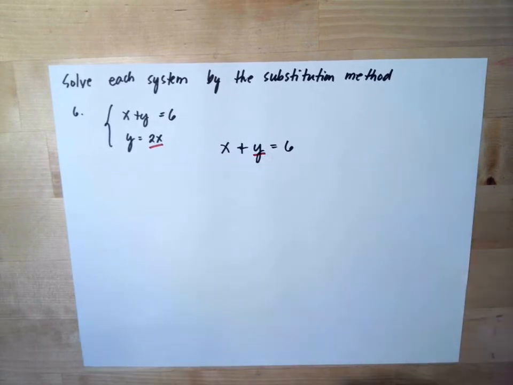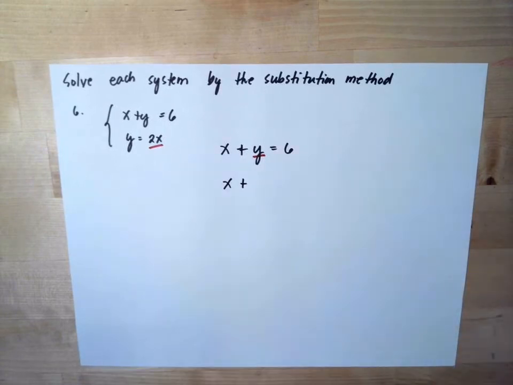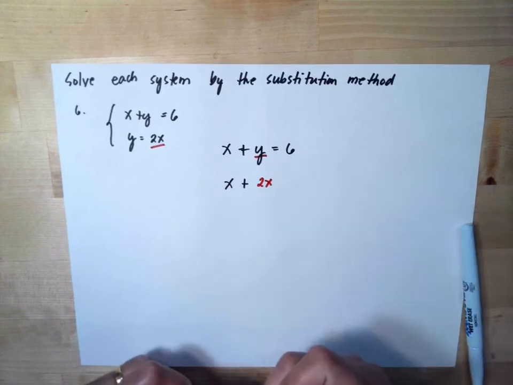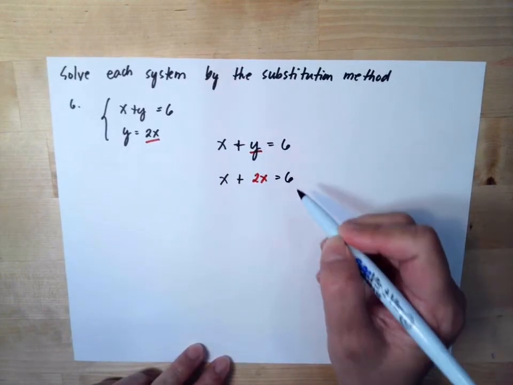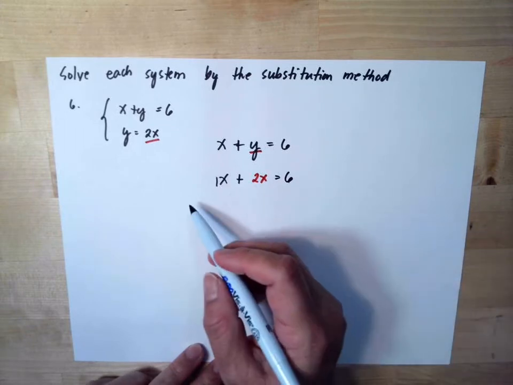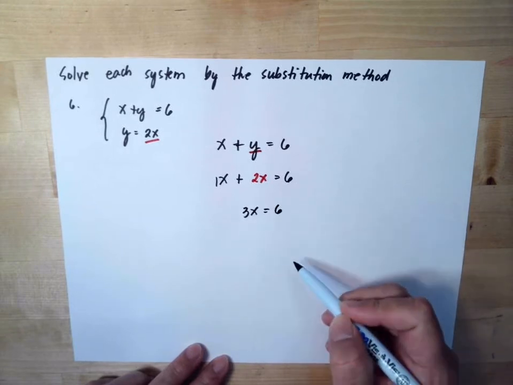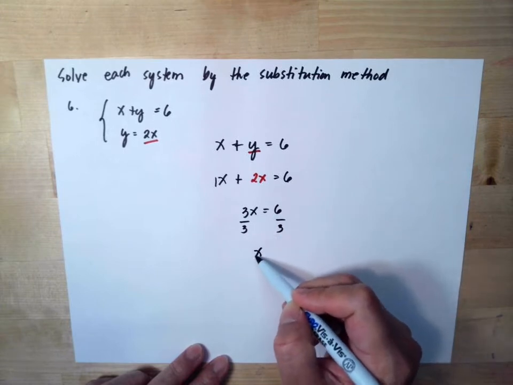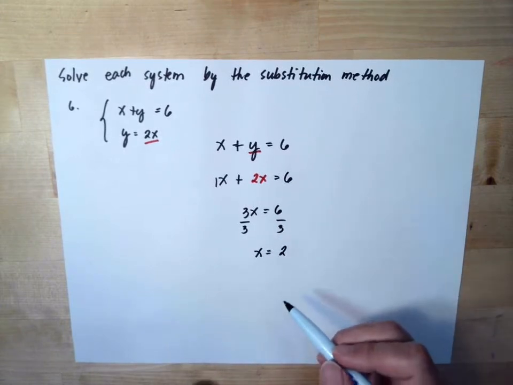So we have x plus, instead of y, we will do 2x. Then this is equal to 6. Then collect like terms. So this will be imaginary 1. So we have 1x plus 2x is 3x is equal to 6. Then divide 3 both sides. So x is equal to 2. So this is the answer for the x.